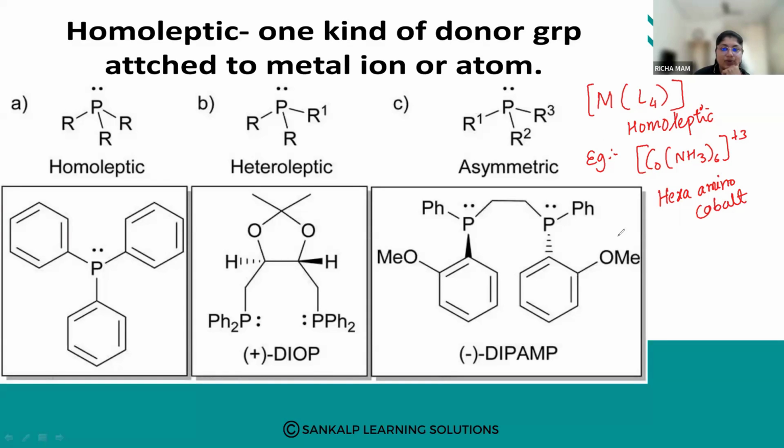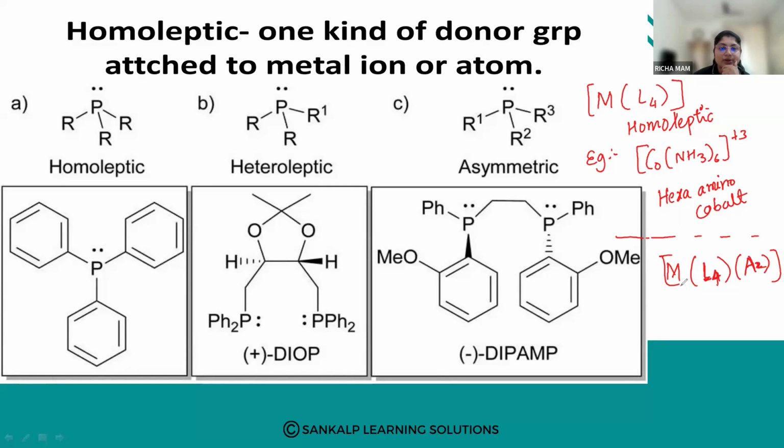Next is heteroleptic. What do you mean by heteroleptic? Complexes in which the central metal atom is bonded to more than one kind of donor atom. Here a central metal is there, one type of ligand, 4 in number, another type of ligand, 2 in number. What geometry is it forming? It is forming octahedral geometry, since 4 plus 2 is 6, coordination number 6 means octahedral geometry.